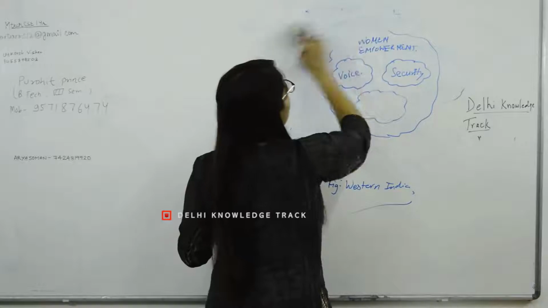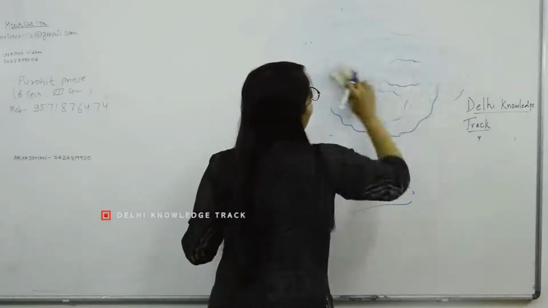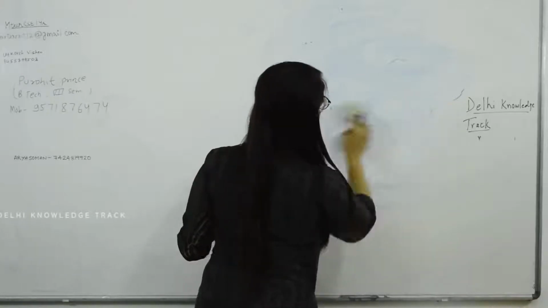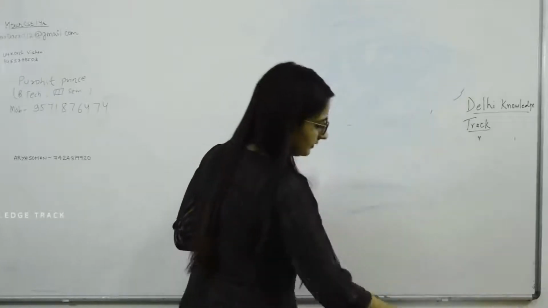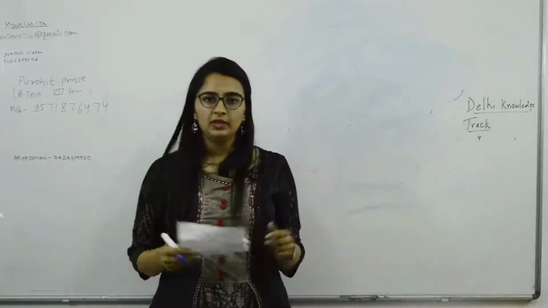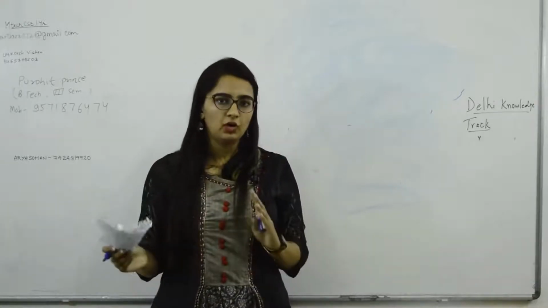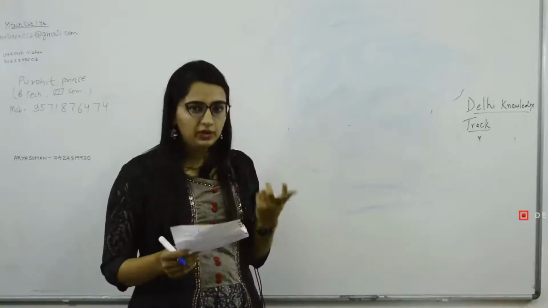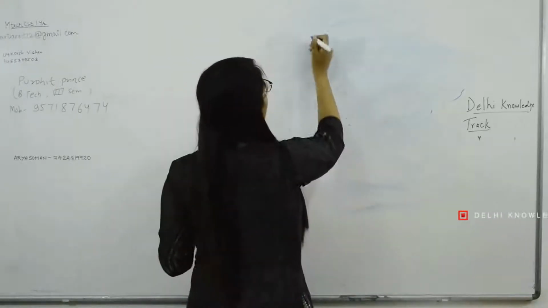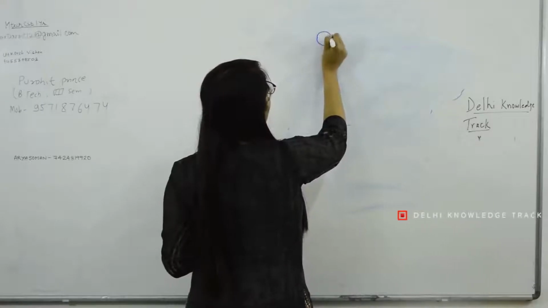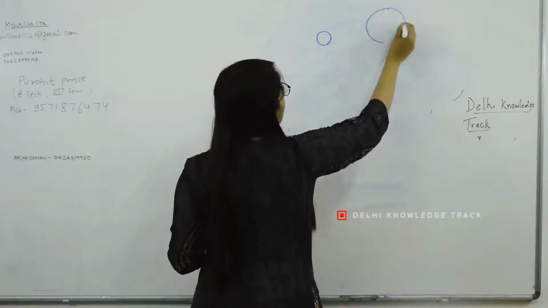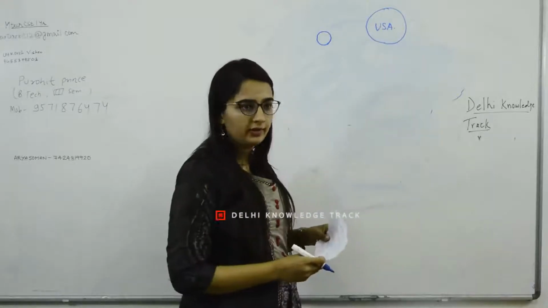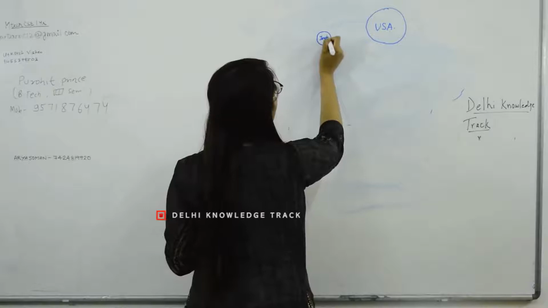The next is for international relations. Let's say that the question is comparing the Indian and US economy. So now everybody will write the comparisons, but to add something unique to your answer, what you can do is make India and make US. So this shows the size of the economy of the two countries, India and US.